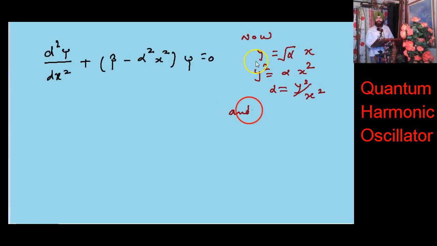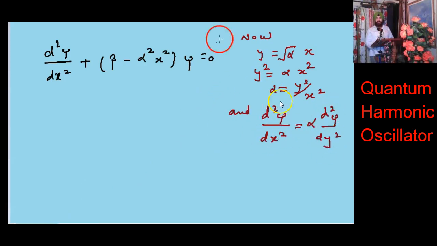So very simple, squaring both sides and finding the value of alpha. Now, I already just proved, see the above slide, the previous slide, where I proved already that d2 psi by dx square is alpha d2 psi by dy square.